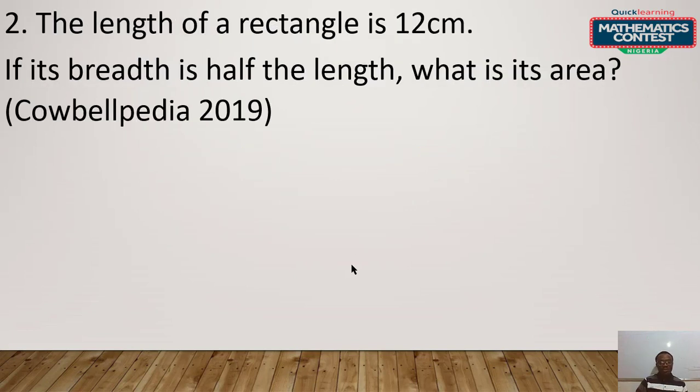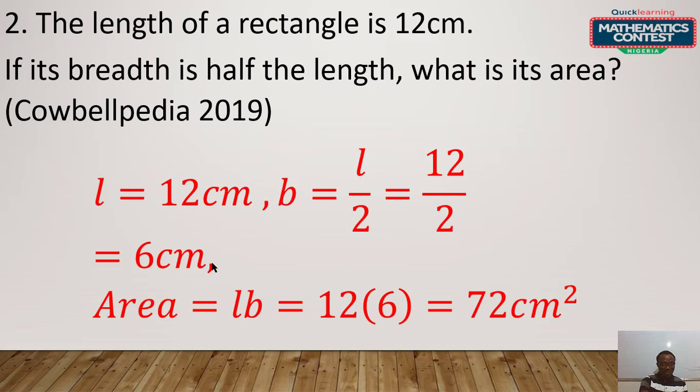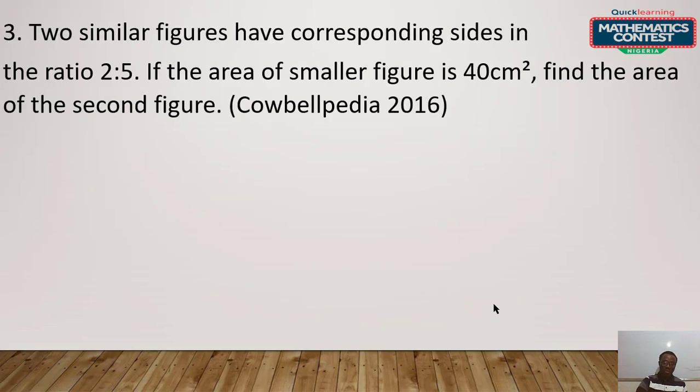Now, number 2, the length of a rectangle is 12 centimeters. That is the length of the rectangle. Now, if its breadth is half the length, what is the area? So what we're going to do is simple. If the length is 12, and we're told the breadth is half of the length, which is L over 2, so L over 2 is 6, so it means the breadth is 6. So what's the area? Area of a rectangle is length times breadth, so it will be 12 times 6, which is 72 centimeters square. So the area is 72 centimeters square.